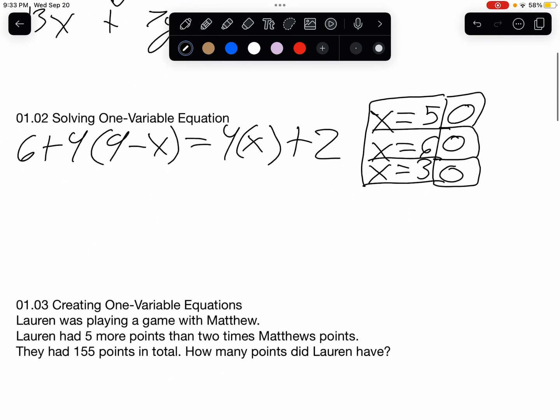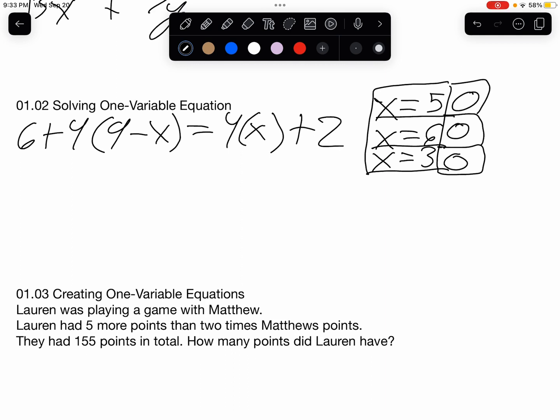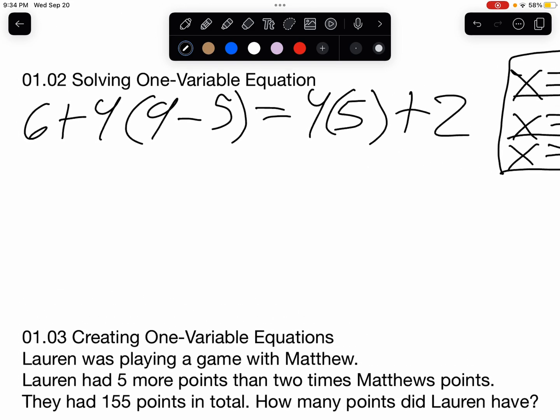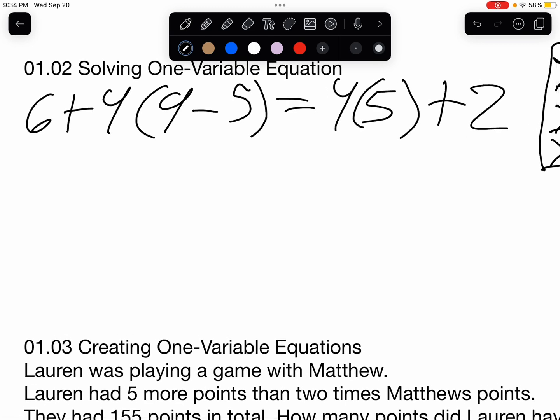In the second lesson, I learned solving one-variable equations. In this problem, you have to find out what x is. I gave some examples here of what x could be, and you have to find out which one it is. Let's start with the first one. The first one is 5, so we'll fill in the spot for x with 5. Then we do what's in the parentheses. 9 minus 5 is 4.